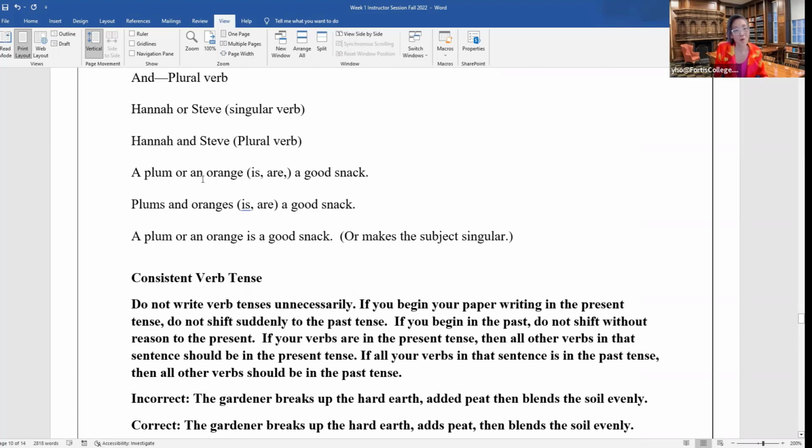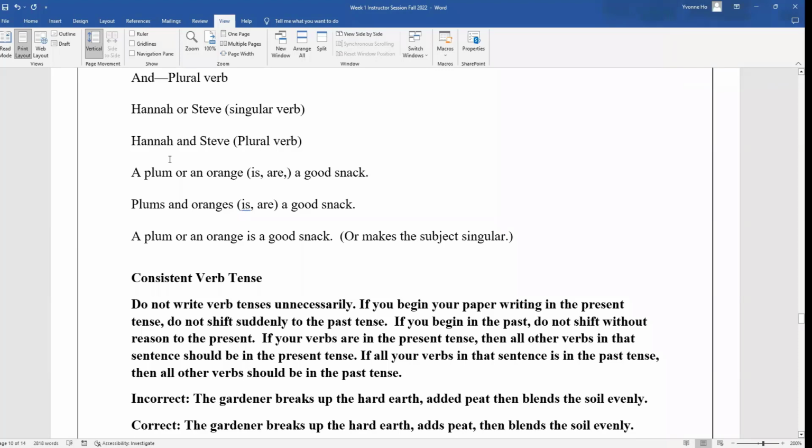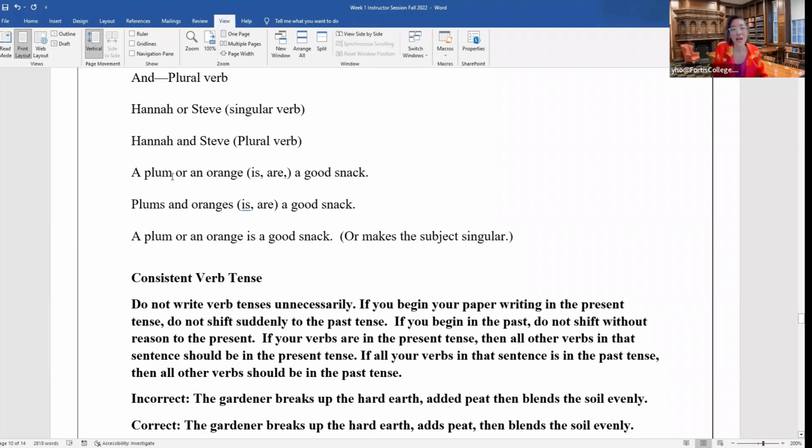So here, a plum or an orange are a good snack. Which one is it? Is it is or are? Is. Right? When you have an or, it's singular. So here, a plum or an orange. In other words, either one of them. Therefore, the answer is is a good snack. If I say plums and oranges, and I put in the word and, then it becomes plums and oranges are a good snack. So always when you have or, it's singular. When you have and, it's plural.